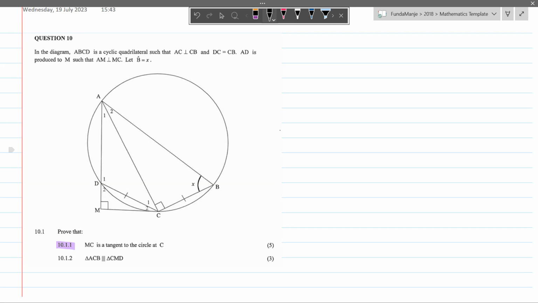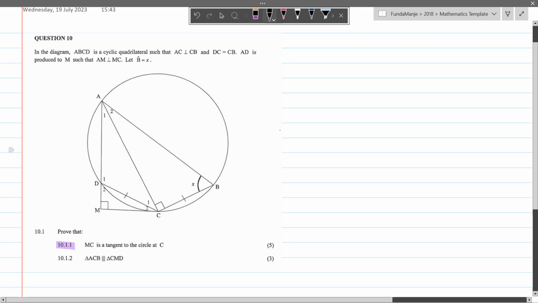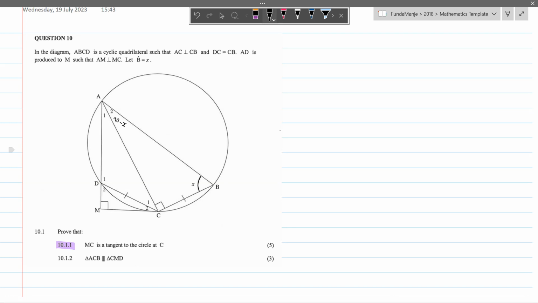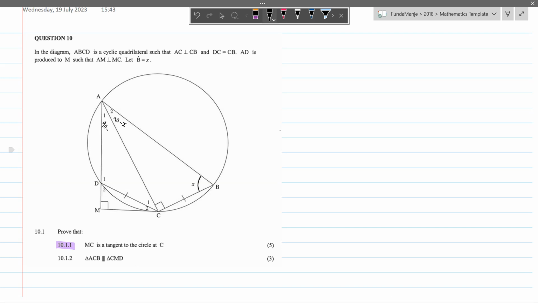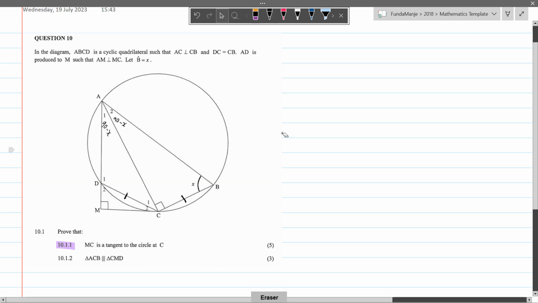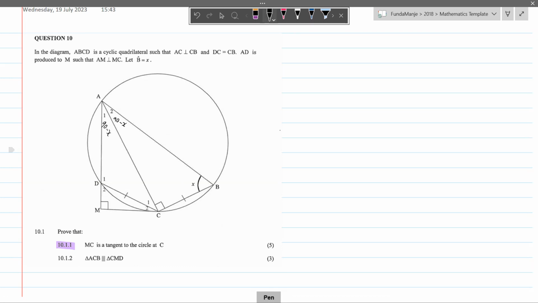If this is X and this is a cyclic quadrilateral, then that would make A2 90 minus X. And since CB subtends A2, DC also subtends 90 minus X. The reason being they are equal chords here. So DC is equal to CB. That makes those two equal. What else could we say?